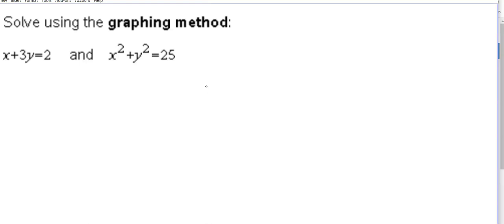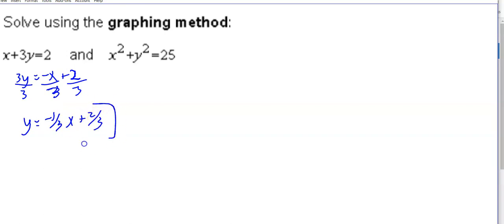The graphing method is to solve for y and graph these guys. So we're going to solve this for y. We get 3y equals -x plus 2. Divide by 3, divide by 3. You get y equals -1/3 x plus 2/3. You're going to graph that in your calculator. Now solve this one for y. It takes a little bit more work.